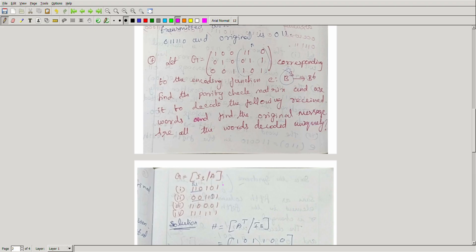What is this problem? Let G be the generator matrix given corresponding to the encoding function E of B3 to B6, which means they created the password from B3 to B6. Find the parity check matrix, use it for decoding the following received word. So they given the actually encoded message. You have to decode and find the original message. Encoded means they'll put some extra digits, right? So you have to remove that extra digit and find out the original message.